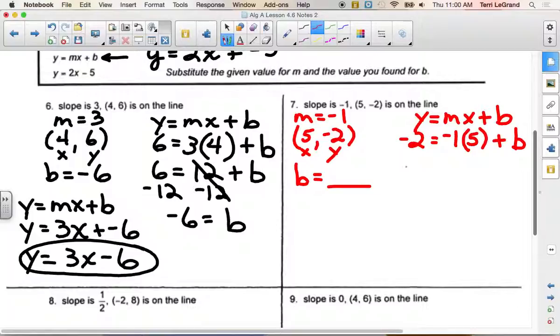Okay, so do you have the substitution step right? Okay, then let's carry on. We have a -2 equal to what? -5. What do we have to do to get b alone?